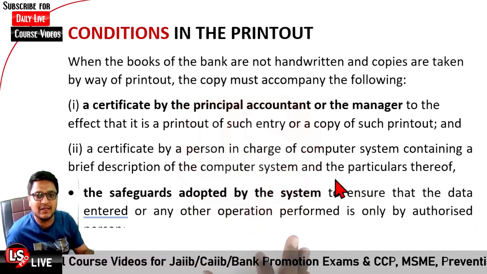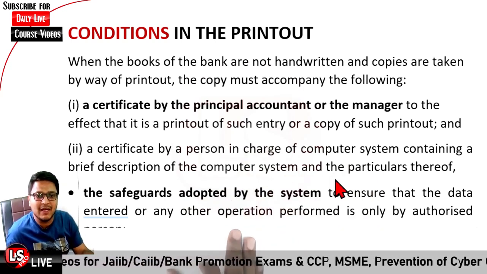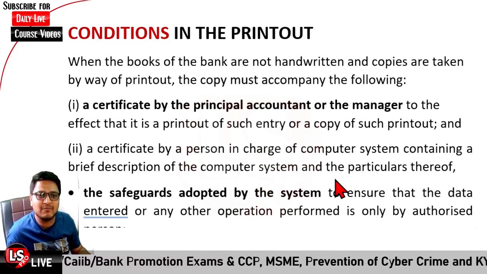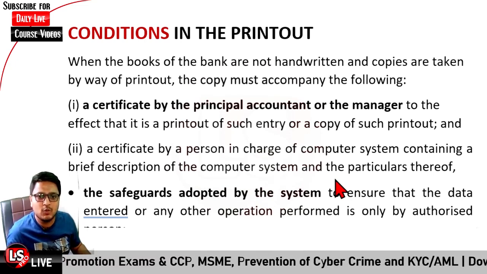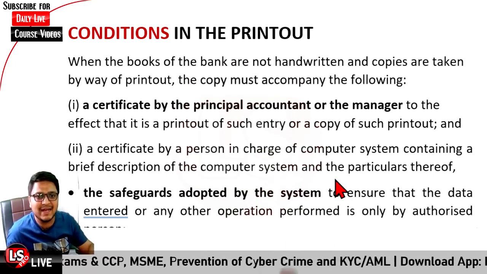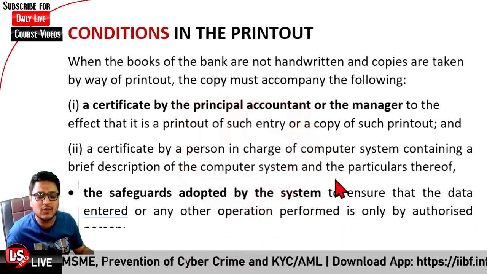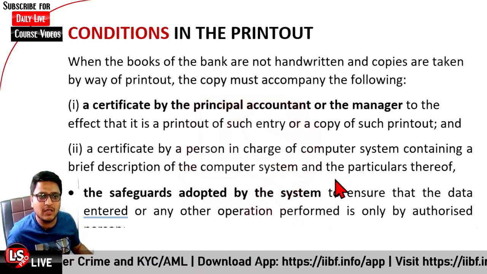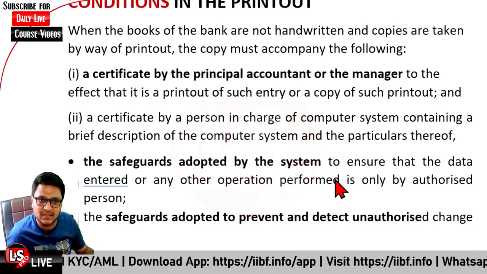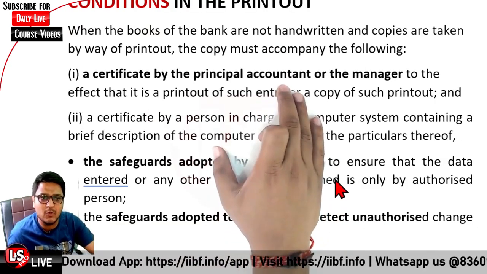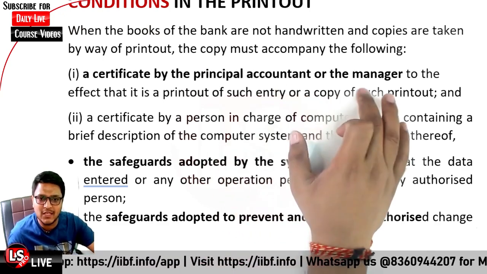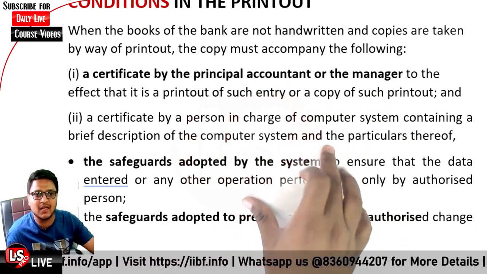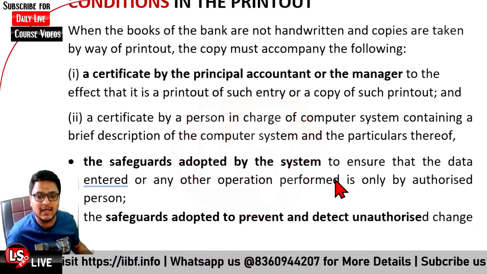Further, this certificate is to state, first of all, that all the safeguards have been adopted by the system to ensure that the data entry that has been made, and the operations performed on that particular entry, are only by the authorized person, that is, only the principal accountant or only the manager has entered the data, and none other has performed that function.